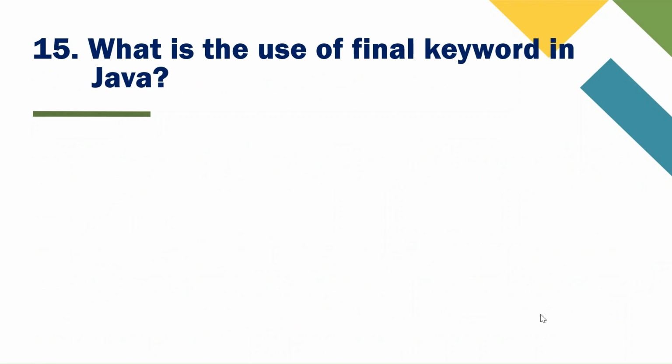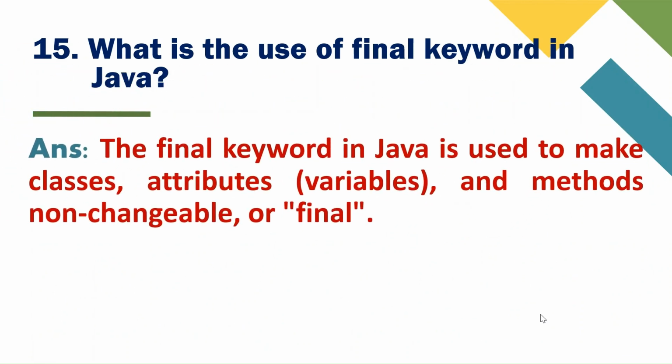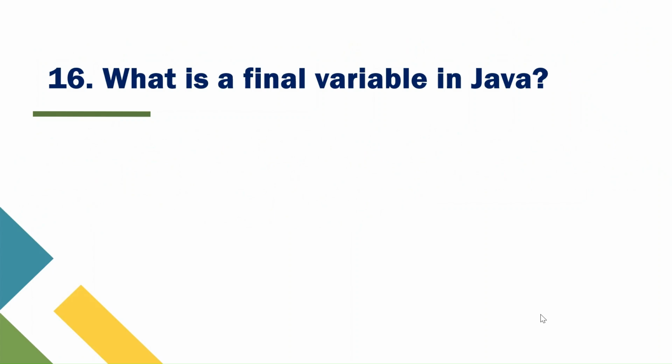What is the use of the final keyword in Java? Now, the final keyword in Java is used to make final classes, final variables, and final methods non-changeable. That means we cannot do any sort of modification.